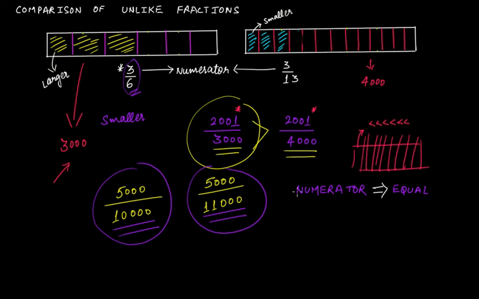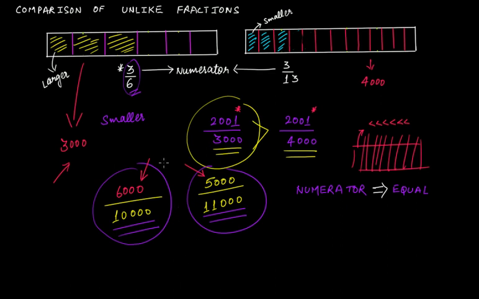But what if your numerator is not equal? Let's say this would not have been 5,000, but 6,000. So this is 6,000 by 10,000 and this is 5,000 by 11,000. Again, these two fractions are unlike fractions, but in this case the numerator is also different. In this case the numerator is 6,000 and in this case 5,000. Then how will you compare?